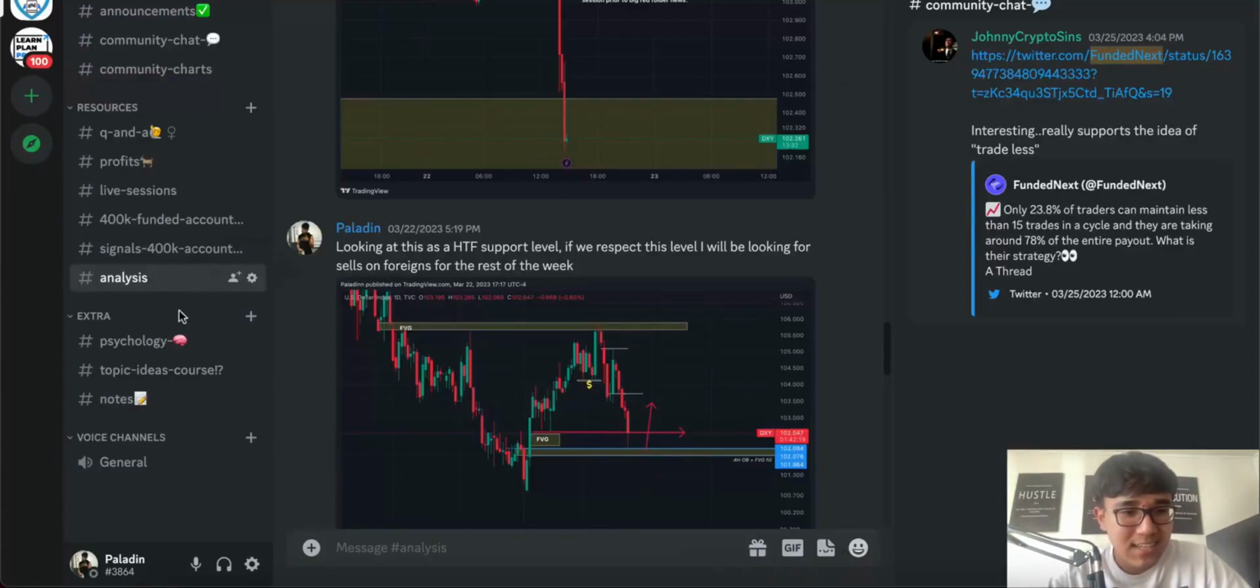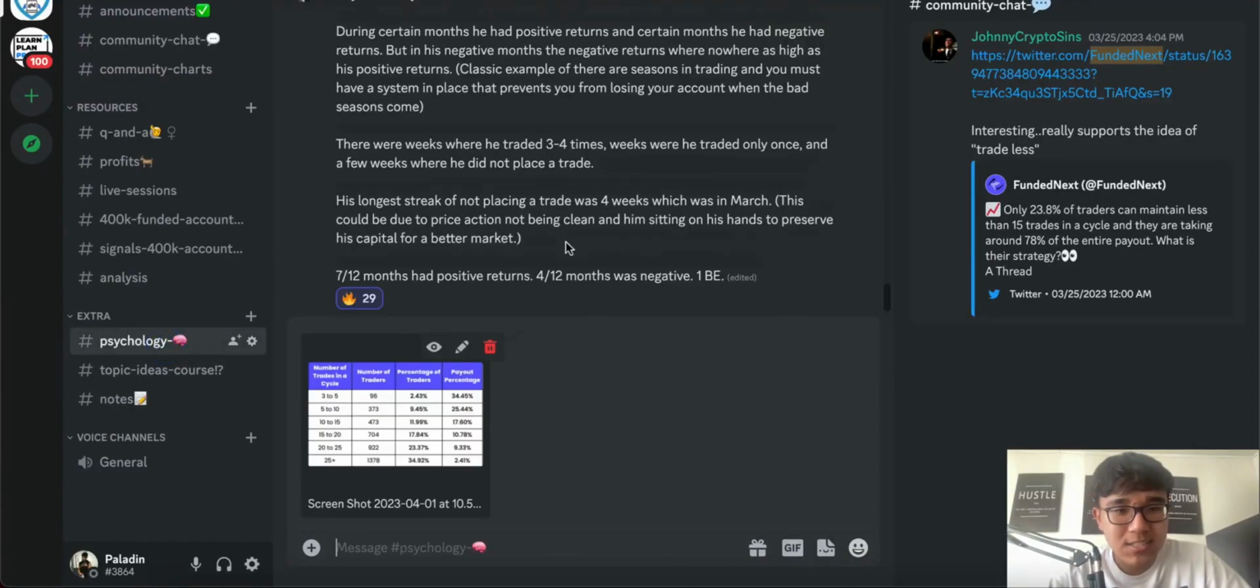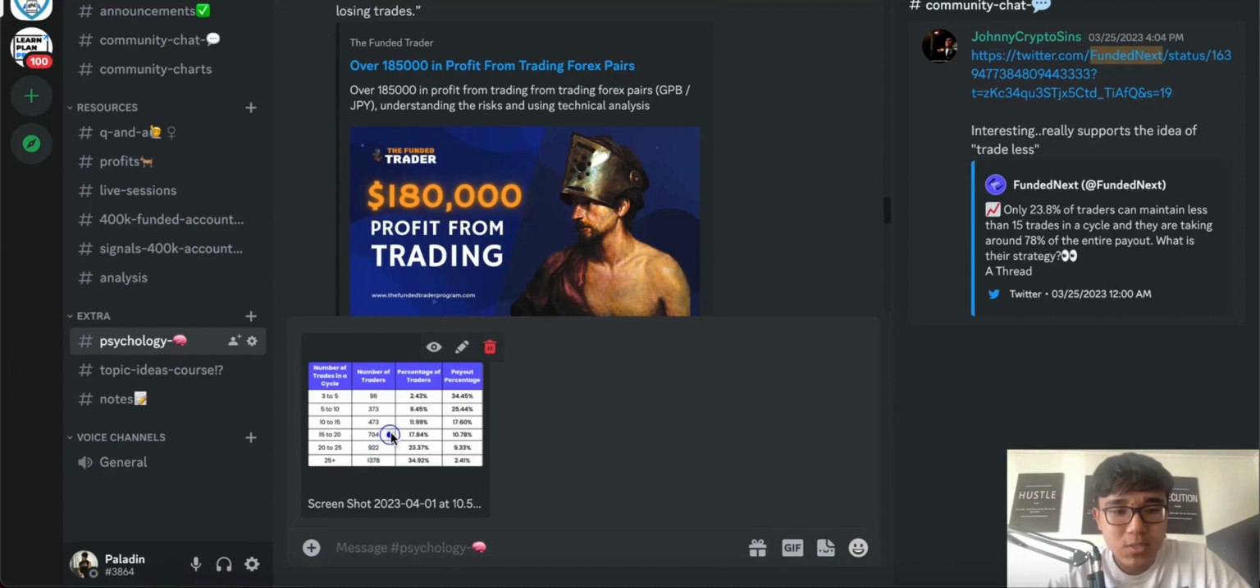And even ICT has said this. Let me go back to the psychology section. Oh yeah, and this is what I was talking about: majority of the payouts are from traders who only place 3 to 10 trades. So as we can see here, number of trades in a cycle. So a cycle is a month. So 3 to 10 trades, right? That's around 59% of the payout percentages from people who only place 3 to 10 trades. And this is also the least amount of traders. So that's why most traders aren't even profitable, because they trade every day or they place a bunch of trades.